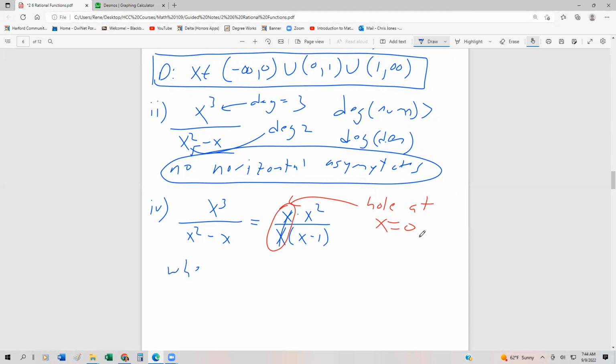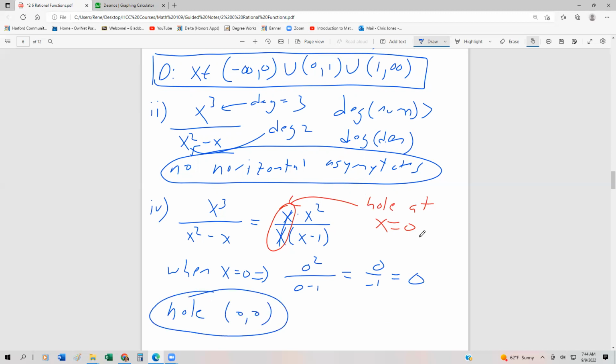So when x equals 0, that means we get 0 squared over 0 minus 1, which is 0 over negative 1, which is 0. So that means that there should be a hole at the origin, at the point 0, 0. So hopefully that makes sense and that's not too difficult. Pretty easy, I think, when we go through and just factor and simplify.